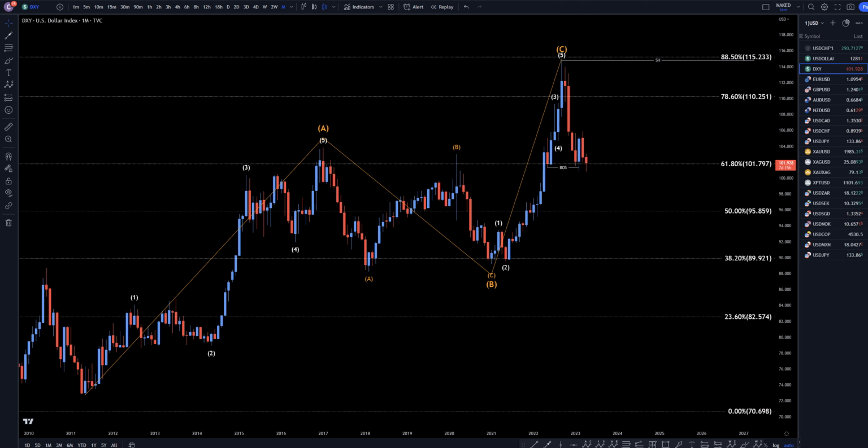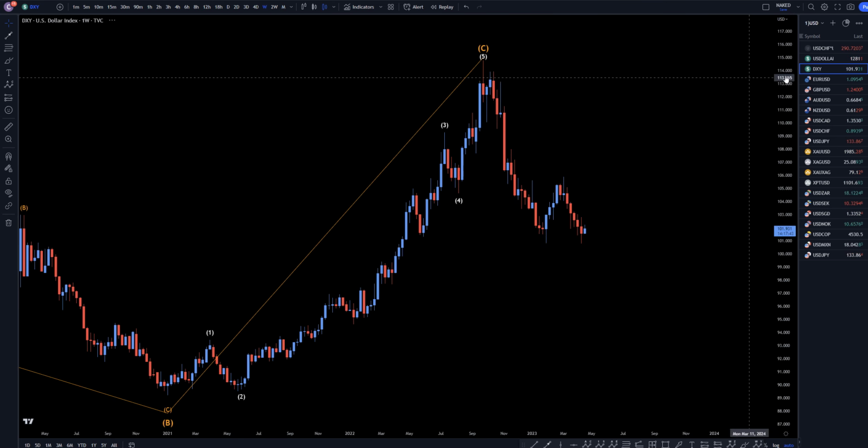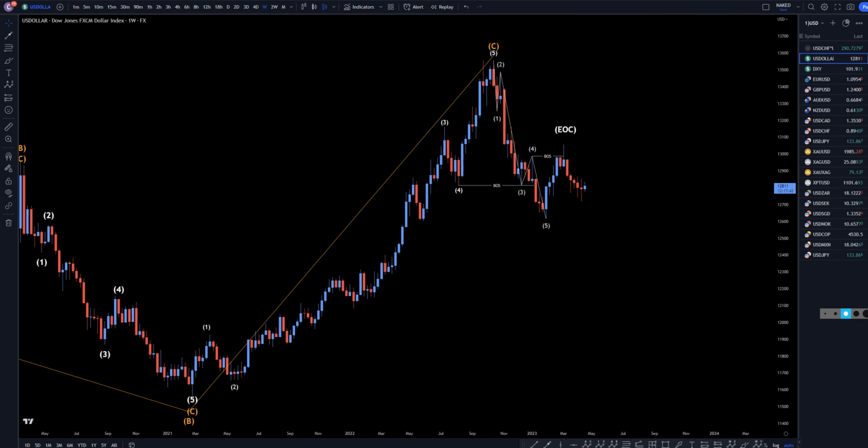So let's take a look at that down on the weekly time frame. I like to switch back to the US dollar index. So on the weekly, you can definitely start to see the downtrend right here, probably a wave 1. It still could be a wave A, but I think it's more likely a 1.